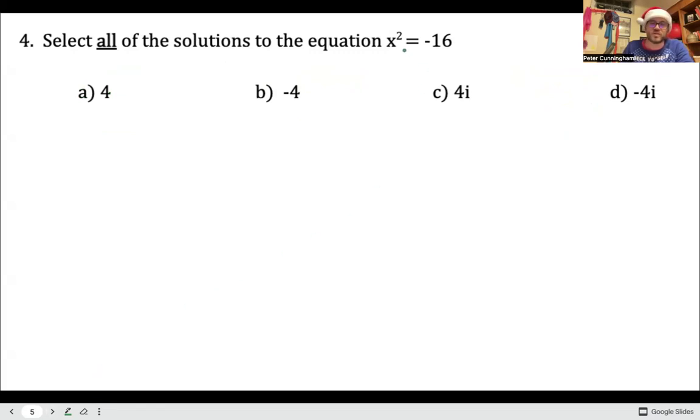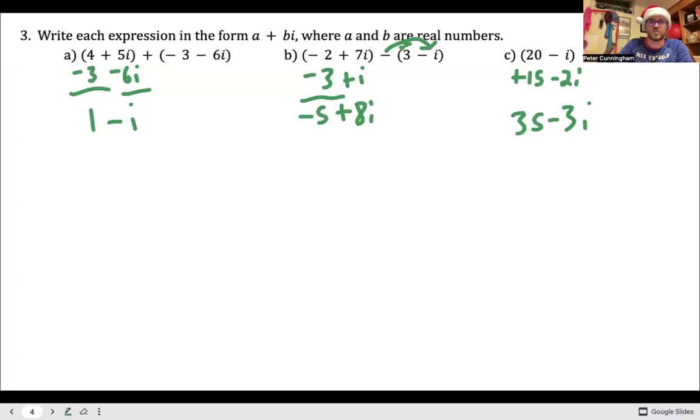All the solutions to the equation x squared equals negative 16. I guess there's a couple on there. No, I'm not going to be able to skip all of those. I've got to do those. All right.